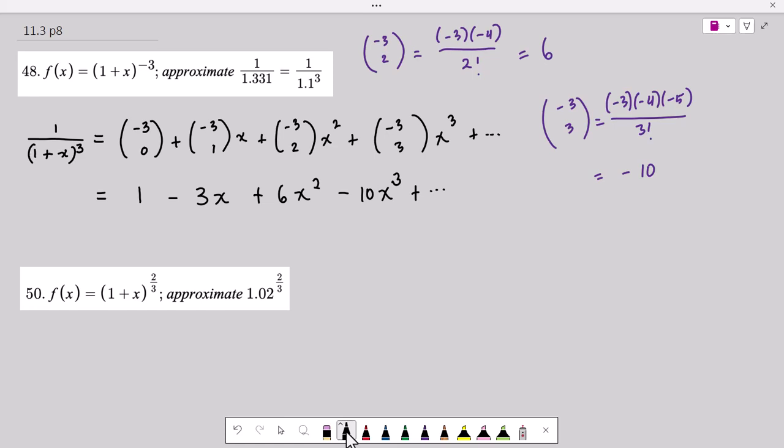So that is our binomial series. If you want, you could call this something. You could call this the series b of x if you want. That's the binomial series.